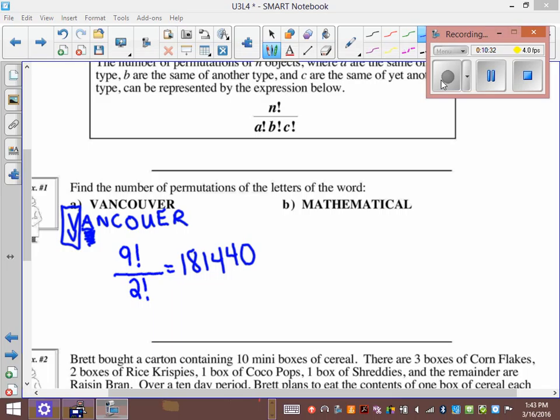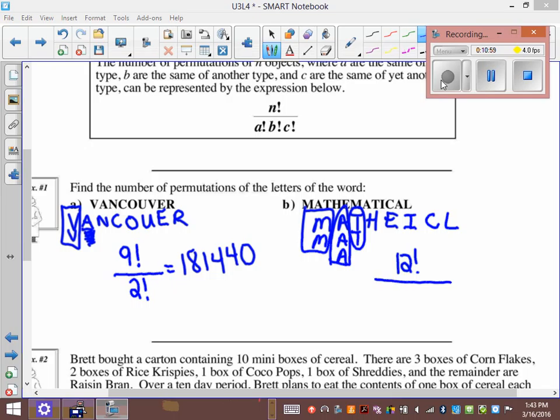Mathematical. M-A-T-H-E-M-A-T-I-C-A-L. We have 2 M's, we have 3 A's, we have 2 T's. 1, 2, 3, 4, 5, 6, 7, 8, 9, 10, 11, 12 letters in mathematical, right? 11, 12, yep. And then we divide by 2 factorial, 3 factorial, 2 factorial.